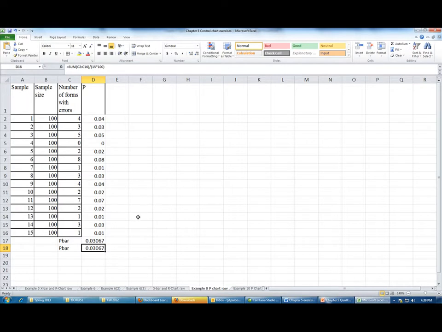Okay, and next step is to find sigma P. Sigma P, or standard deviation of P, can be found by using sigma P equals the square root of P bar times in parentheses 1 minus P bar, divided by sample size 100, close parentheses. Okay, about 0.0172.